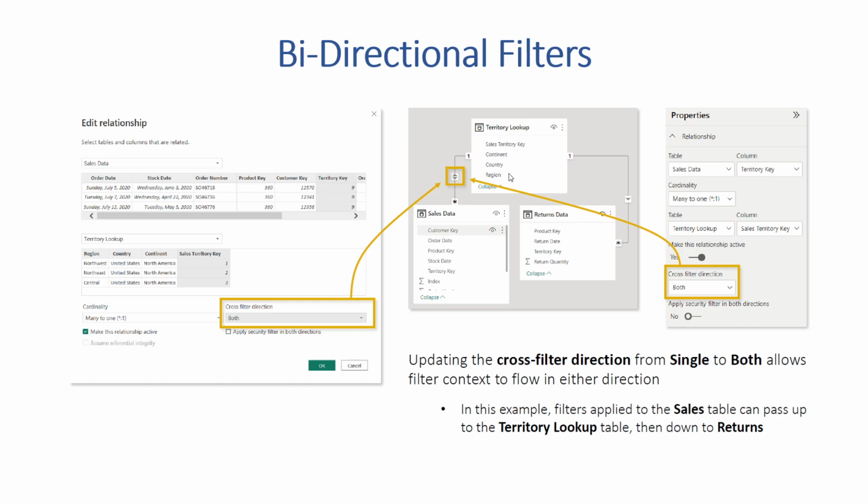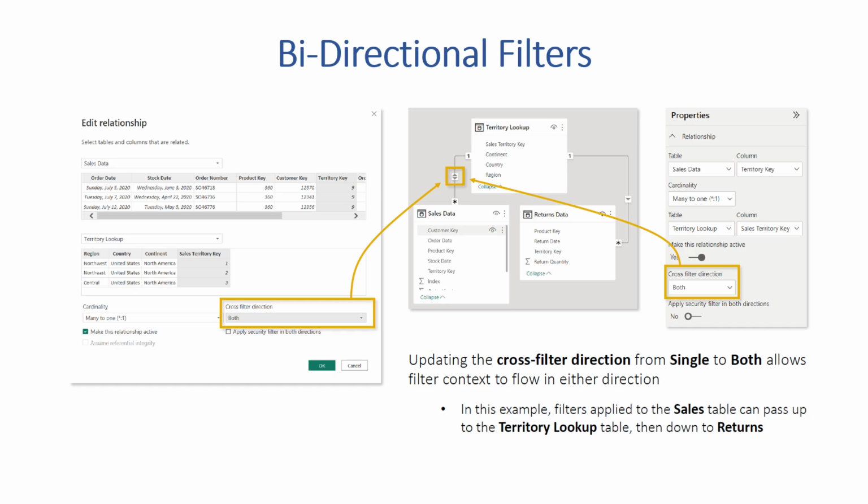right? So using this cross filter action from single to both allows the filter context to flow in either direction, from this side to that side and from that side to this side, in both ways. So in the example, the filter applied to the sales table passes up to the directory lookup table and then down to the return table, right?